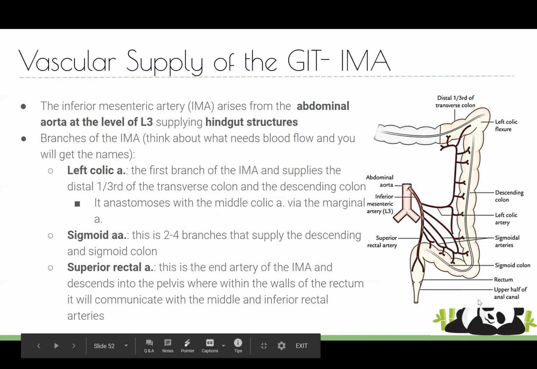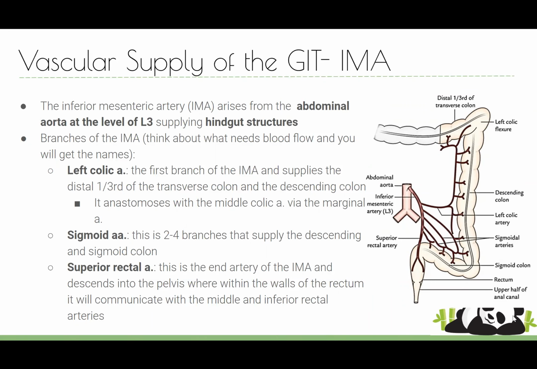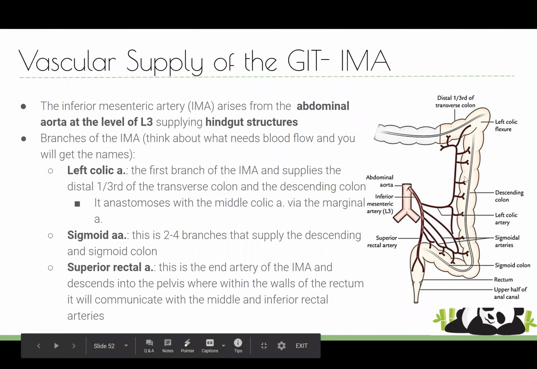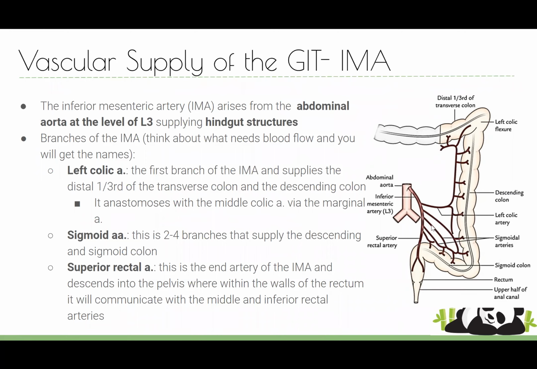All right, so the last major artery is the IMA. This comes from L3 and supplies hindgut structures. Effectively, there are 3 arteries. The left colic artery, which will help form the marginal artery as well. The sigmoid artery, as it comes down. There are quite a few of these, they just randomly happen, so these are just the sigmoid. And then the superior rectal.